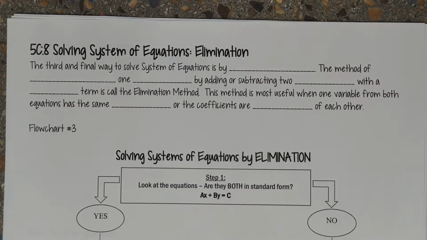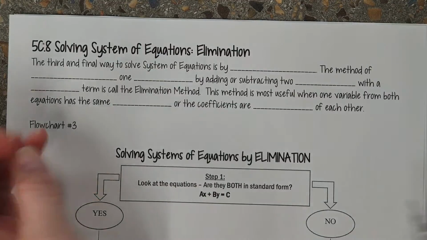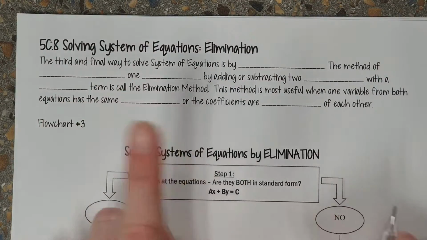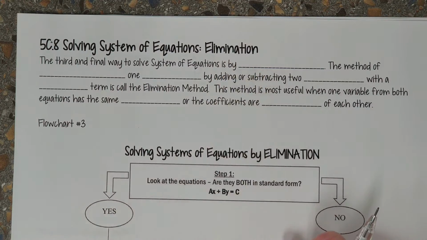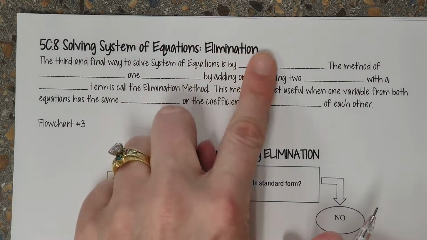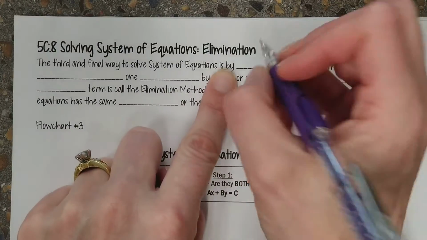Okay, so solving systems of equations by elimination. The third and final way, because we've learned two others. The first one we learned was by graphing, which was 5C.6. And then last lesson, 5C.7, we learned how to do it with substitution. So this time we're doing it by elimination. The third and final way to solve systems of equations is by elimination.